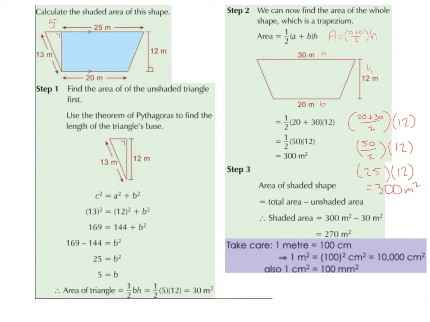So step 3 is we find the area of the shaded shape. That's going to be the total area, take away the unshaded area. So it's going to be the area of the big trapezium, take away the area of the little triangle. So it's going to be 300 meters squared minus 30 meters squared. And that leaves us with 270 meters squared.